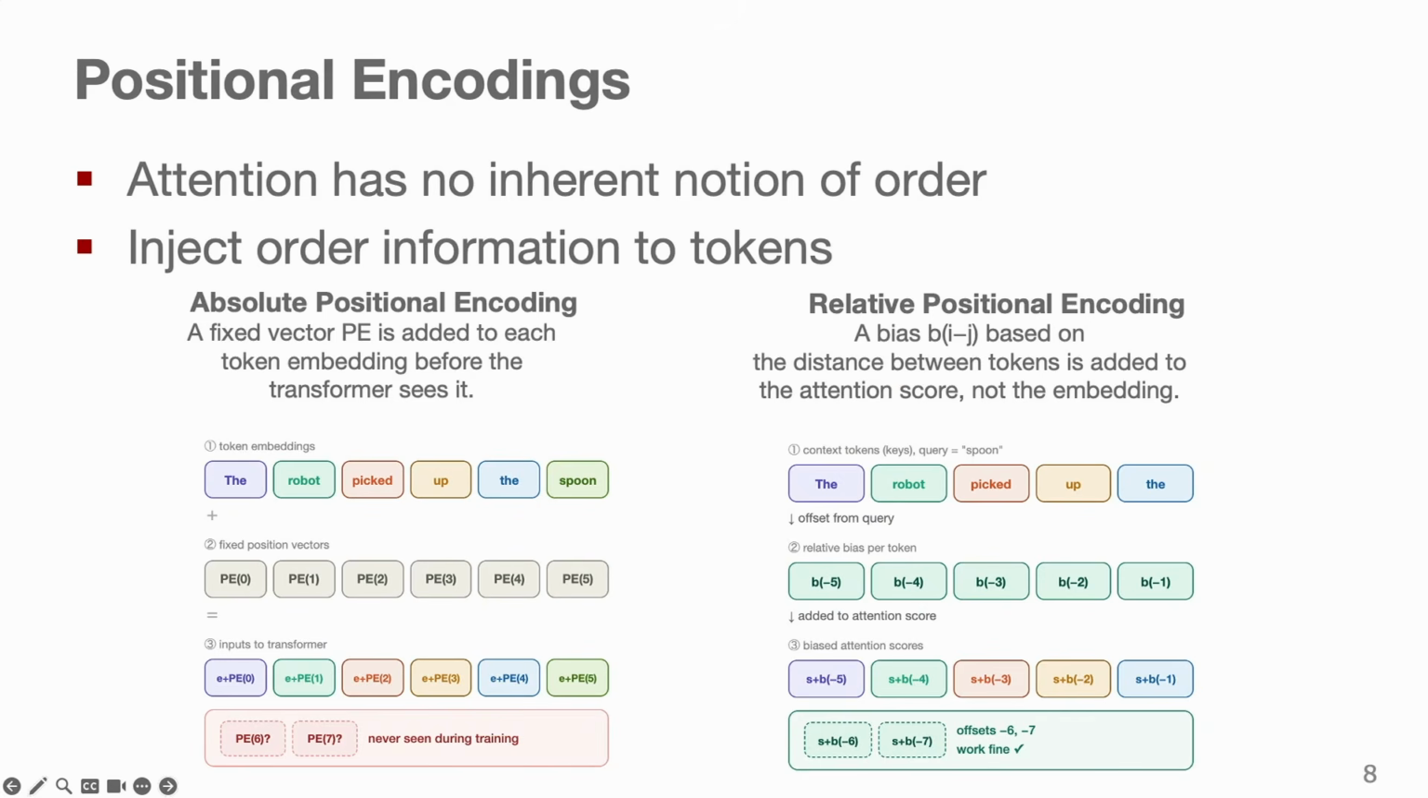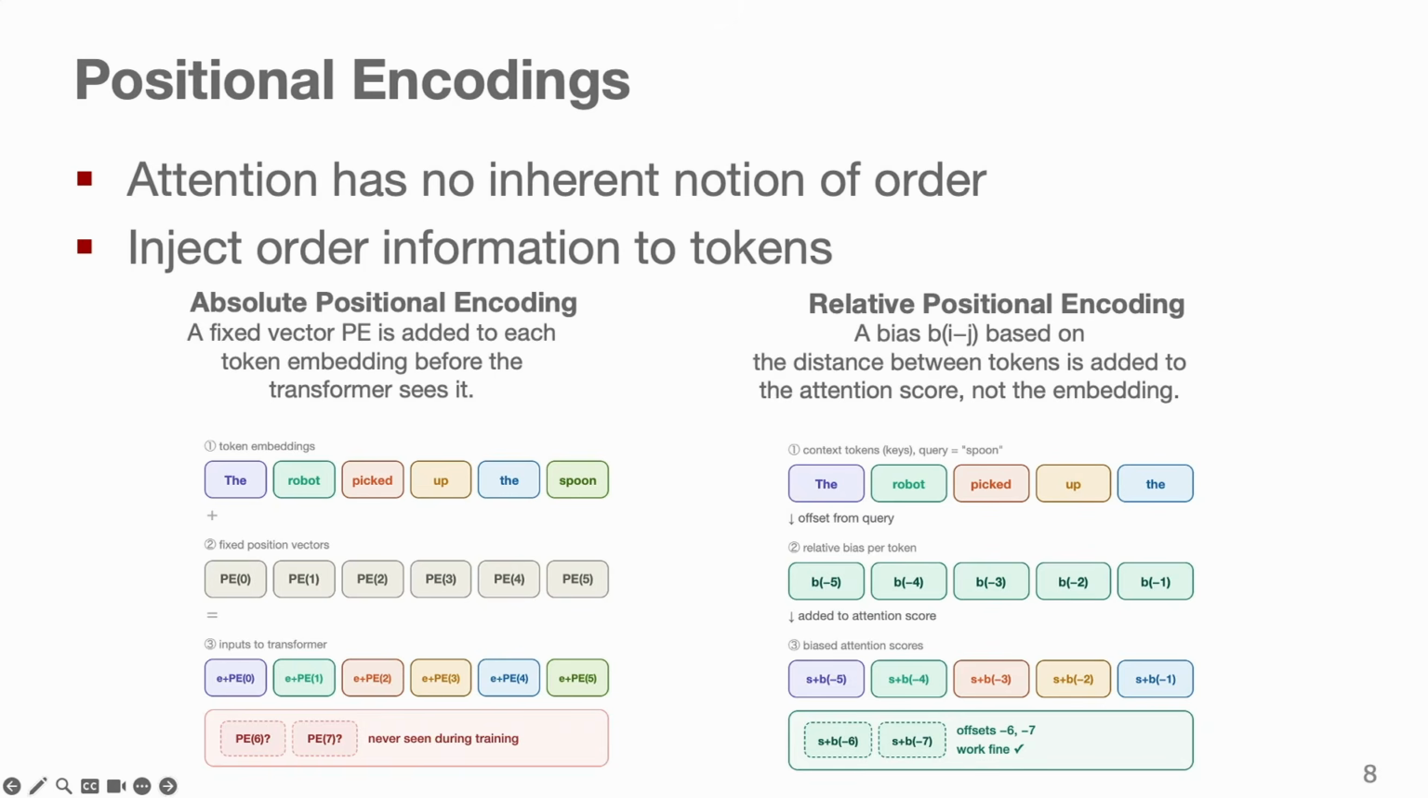Now, there is one subtle but important issue that one needs to address in attention. Because attention is computing this dot product between the tokens, it's fundamentally a set operation, and it treats all the inputs without any notion of order. So this means that "the robot picked up the spoon" and "the spoon picked up the robot" would produce identical attention patterns if you don't do something about this. And the fix is to add positional encodings.